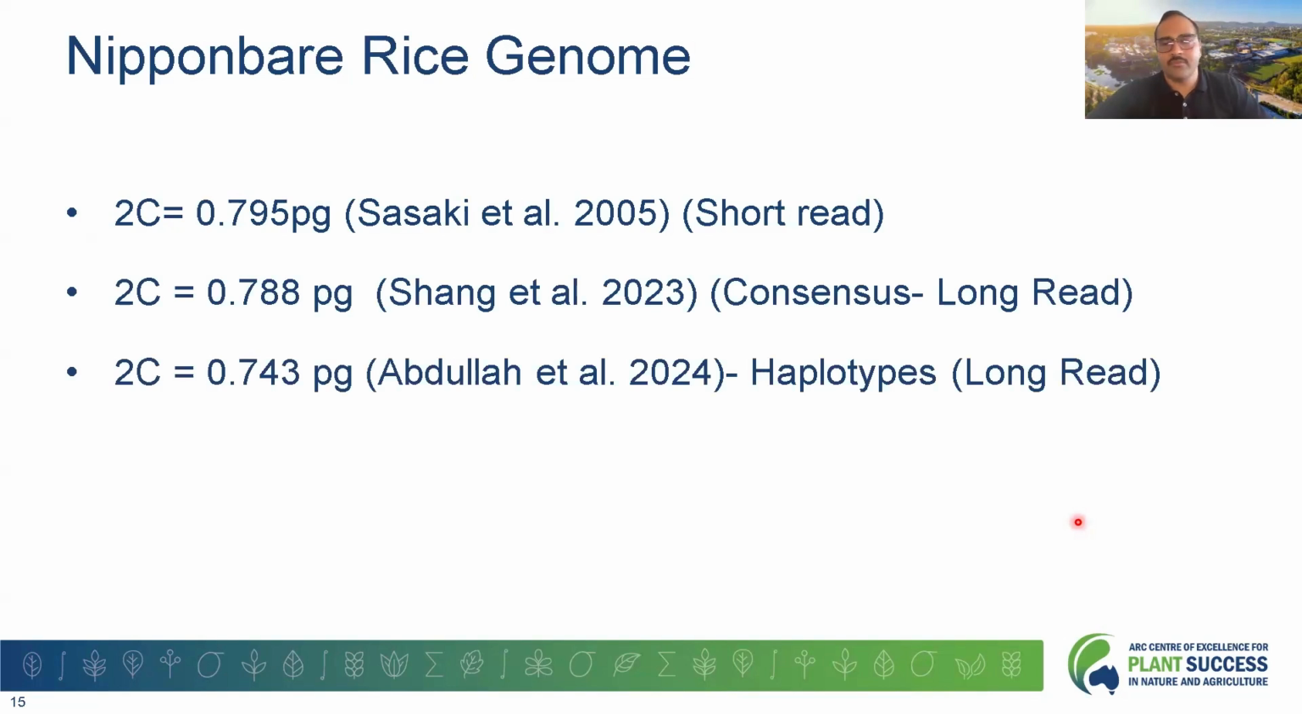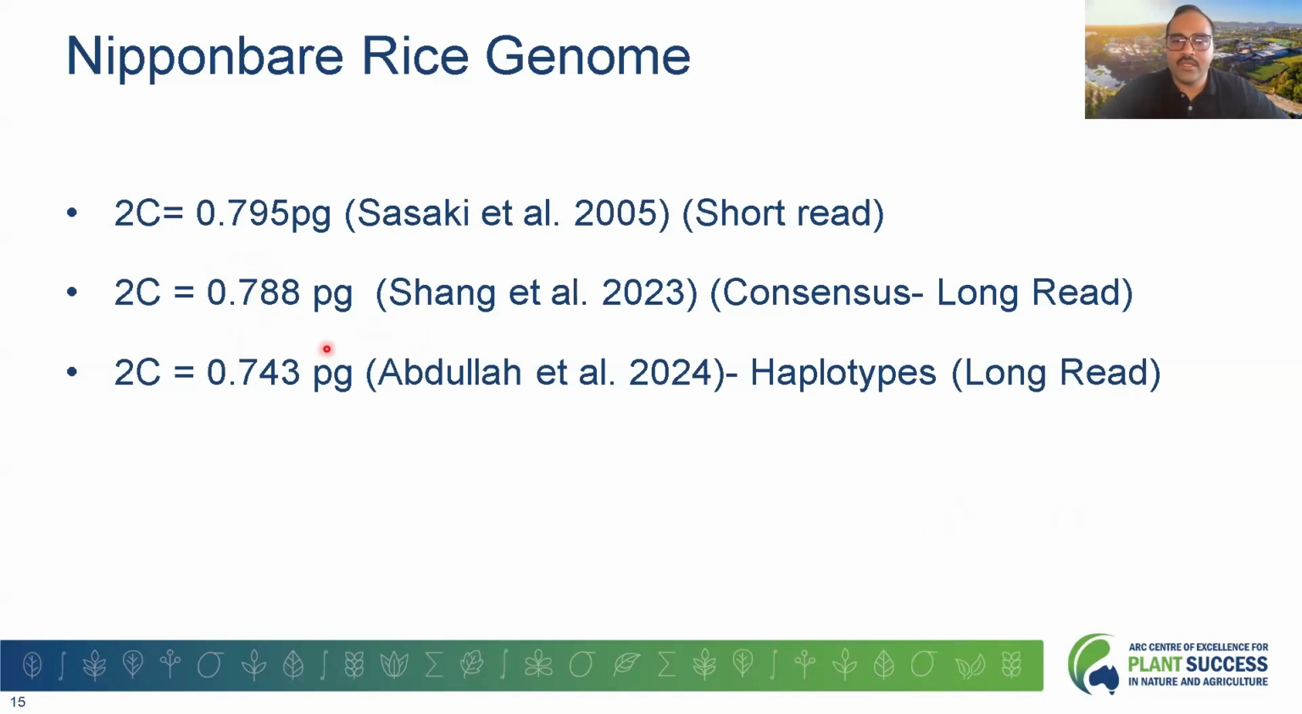And there was another paper from Robert Henry's lab, from Abdullah, which is based on haplotypes of the Nipponbare rice. So all these three approaches were giving us different genome estimates. In terms of genome size, when we estimate genome size from genome sequencing, we need to account for both of the haplotypes, because both haplotypes in one particular genome could be different from each other, as Abdullah found.